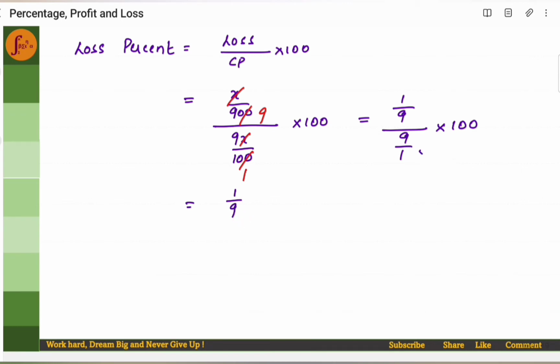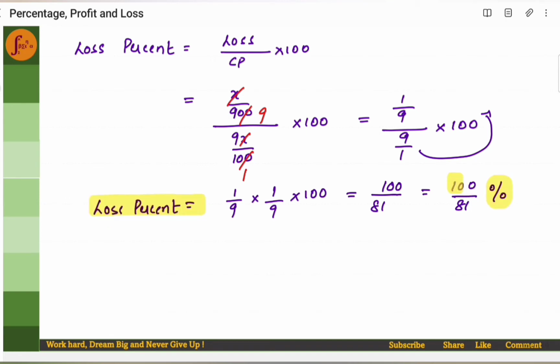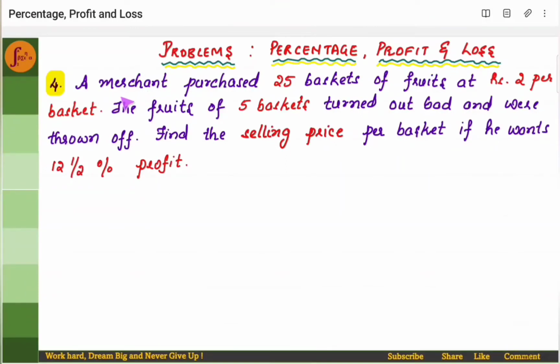I'll take the reciprocal so that I can take this upwards. So 9 by 100 will become 100 by 9, and then I have 1 by 9 into 100, which is 1 by 81 into 100, 100 by 81. Right? I get 100 by 81. So this is the loss, 100 by 81%. Let's not forget to put the percent symbol. So loss percent is 100 by 81%. If I write it in decimal form, I'll get 1.23%. Loss percent is 1.23%.